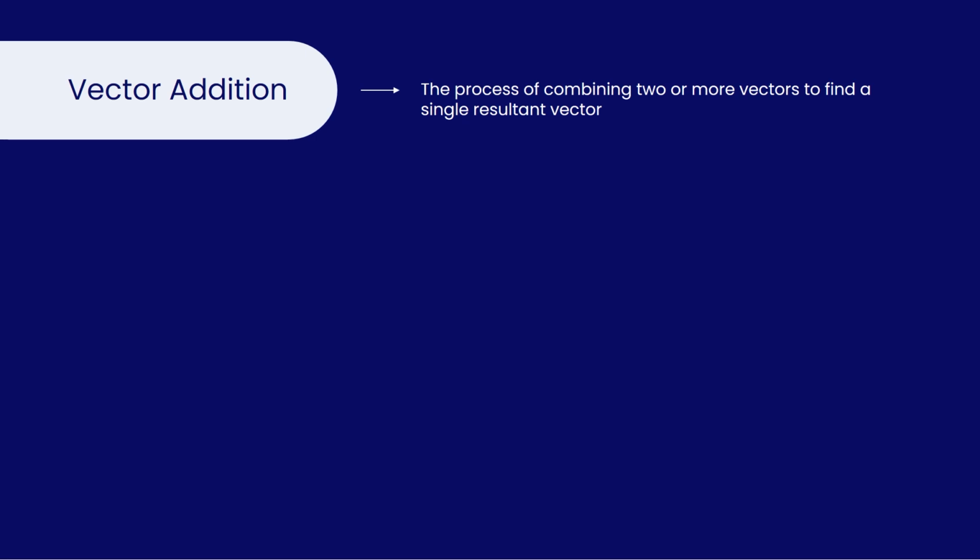Now let's understand vector addition. Vector addition combines two vectors into a single vector called the resultant. The resultant produces the same overall effect as the original vectors together.